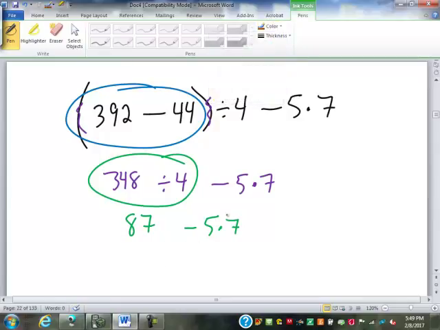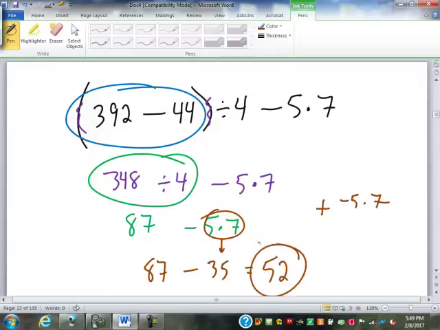Now what's next? Minus 5 times 7. We could treat it as a negative 5 times 7. We would have to change it to plus a negative 5 times 7 like that. Or we can just do it as 5 times 7, which is what I'm going to do here. So that's 35. So this is 87 minus 35, which is 52.